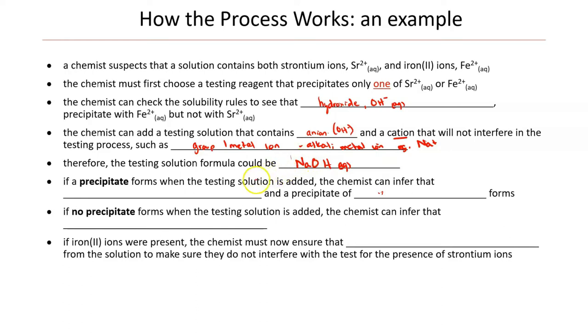Okay, and so if I add my testing solution and I get a precipitate, what this would tell me is that my iron 2 ions are present. And it would precipitate out iron 2 hydroxide. If no precipitate forms, though, it doesn't tell me that strontium is there. All it tells me, and the only thing I can say, is that there's no iron 2 ion in my solution.